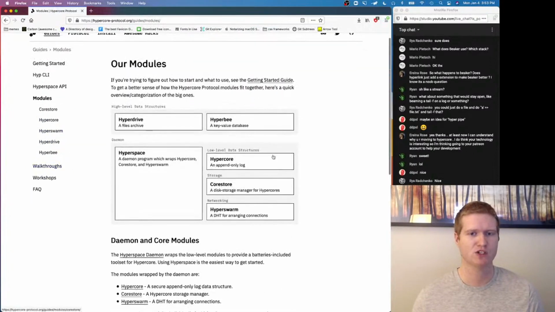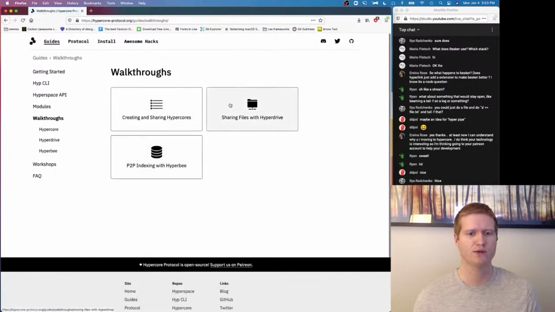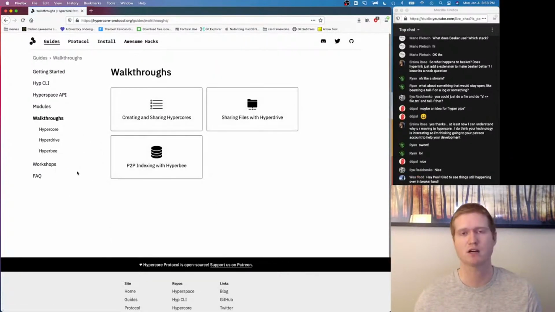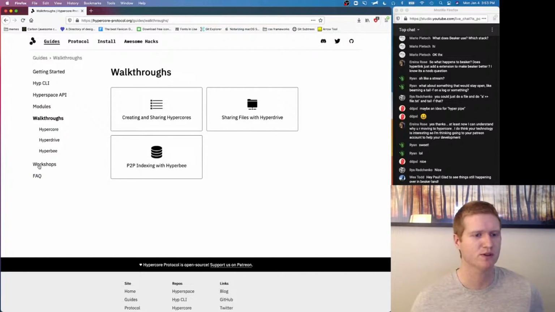We got documentation that shows how the stack all fits together here. Why don't I step through this in half a second? We have walkthroughs for using different pieces of the stack. So if you're thinking about getting started with something, we got nice little walkthroughs for using hypercores, hyperdrives, or hyperbees, and I'll explain in a moment what those are.